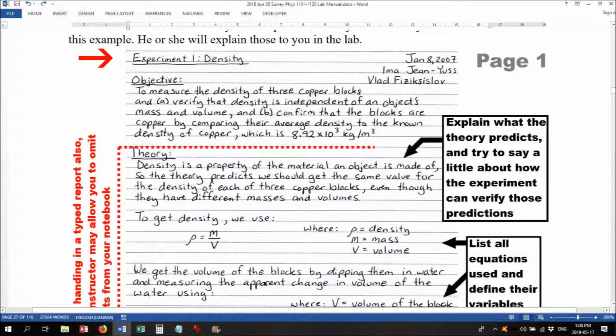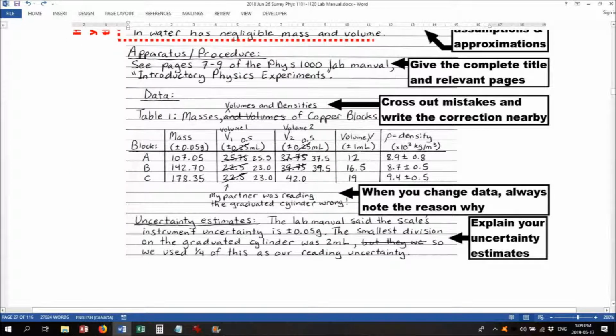So to recap, you start with the identifying information, the experiment title, the date, your name, and your partner's name. Next, you put in the objective. This would be a few sentences saying what you're trying to accomplish in that week's experiment. If the lab manual has an objective, you're welcome to copy it in. The next section you include is the apparatus procedure section. Usually all you need to do is refer to the lab manual. For example, you can say, please see page, whatever, and then give the full title of the lab manual. Finally, you include all of your data, including explanations for why you chose all of the uncertainties that you did.